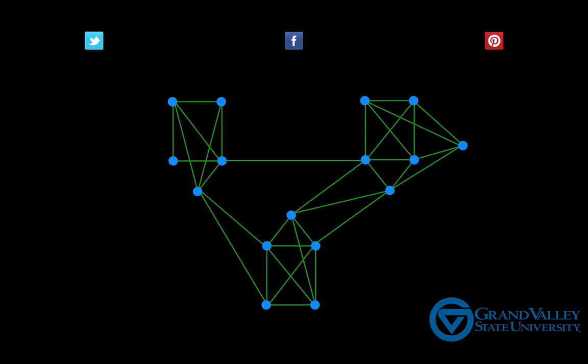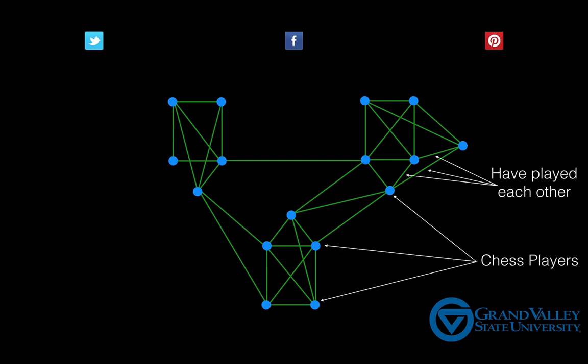Facebook and other social networks can be described by a graph where the vertices are people and the edges represent some relationship between them. For example, with Facebook, links could represent friendship. In a graph representing a chess club, the nodes could be the players and the links could show which players have played each other. Community finding is the process of determining what the communities are by examining the graph.